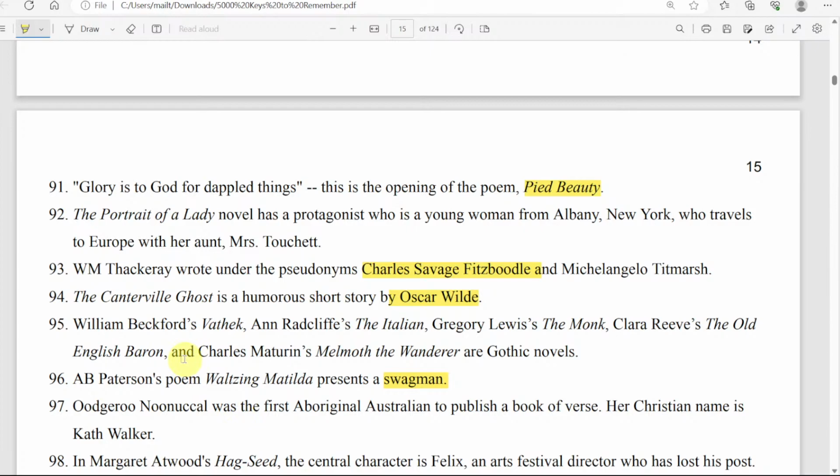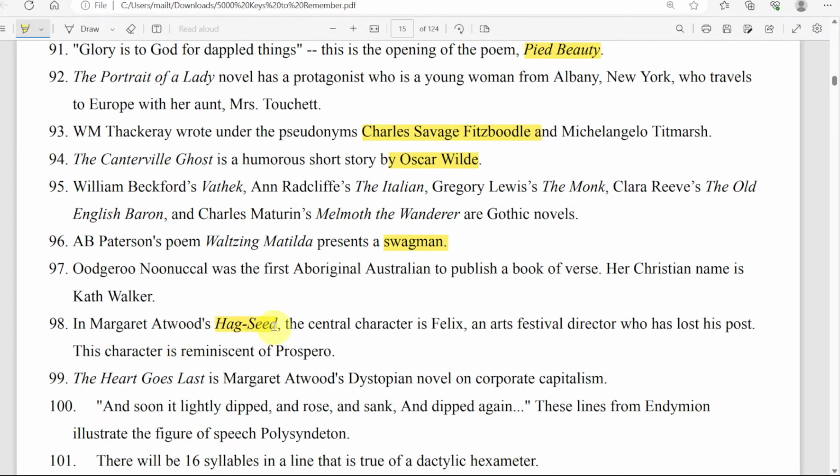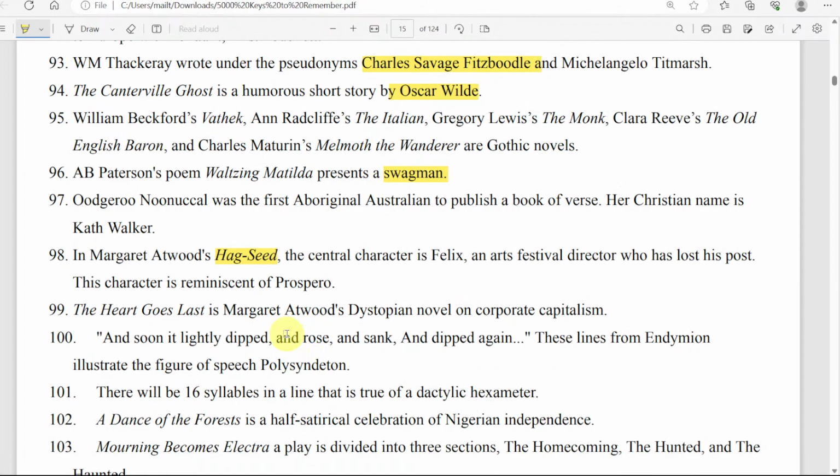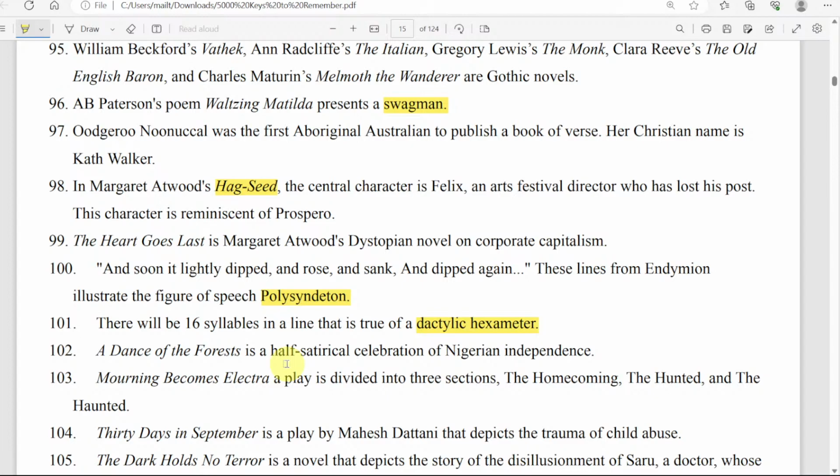I don't know how Aboriginal Australians say that, but anyway, in Margaret Atwood's Hag-Seed, who is the central character? Felix, an art festival director who has lost his post. This character is reminiscent of Prospero. And The Heart Goes In Last is Margaret Atwood's dystopian novel about corporate capitalism. And soon it lightly dipped and rose and sank and dipped again. These lines from Endymion illustrate the figure of speech, polysyndeton. Remember that. And there will be 16 syllables in a line that will be called dactylic hexameter. Dance of the Forest is a half-satirical celebration of Nigerian independence.